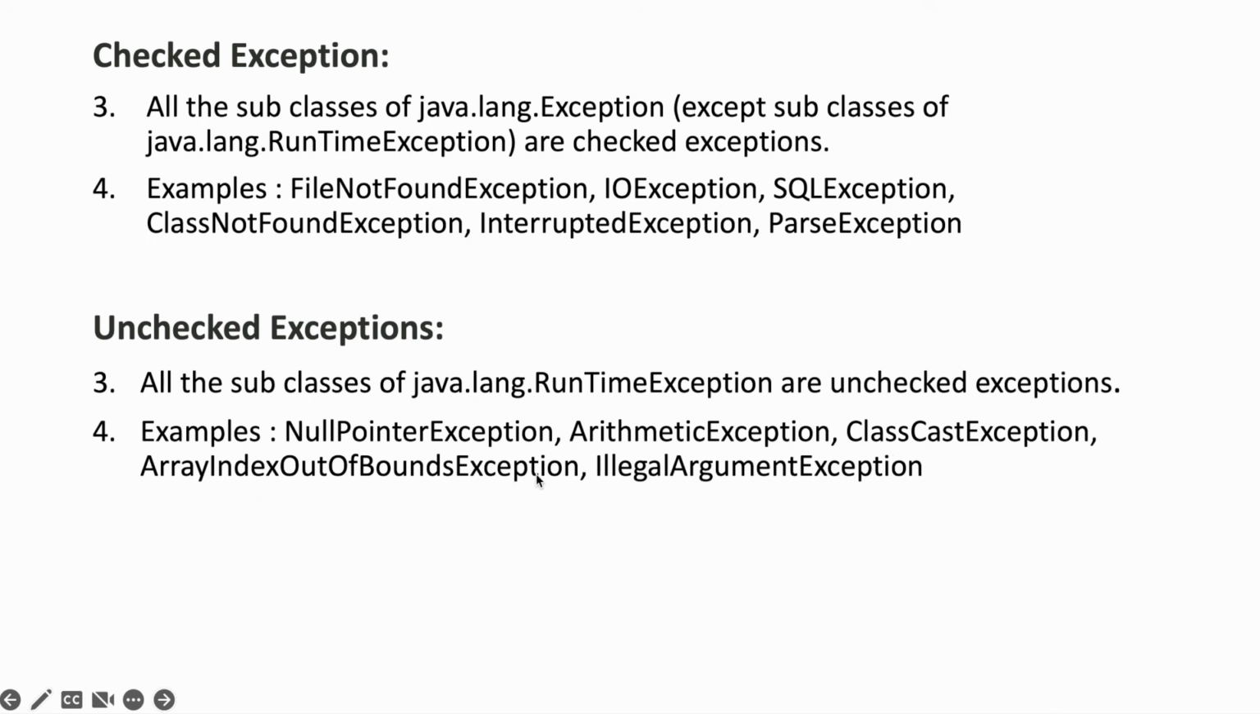ArrayIndexOutOfBoundsException. When an array has 5 elements and you are trying to access the sixth element, or a negative index, in those situations we will get an ArrayIndexOutOfBoundsException. IllegalArgumentException. When you call a method by passing an illegal type of argument, we will get this IllegalArgumentException. These exceptions come at runtime. The compiler won't know when these kinds of exceptions will come, so these exceptions are called unchecked exceptions.